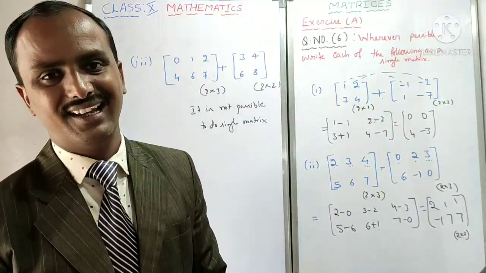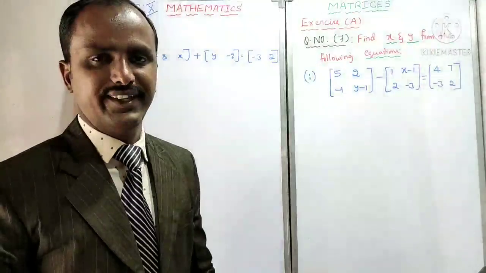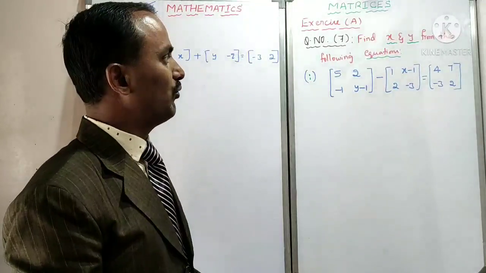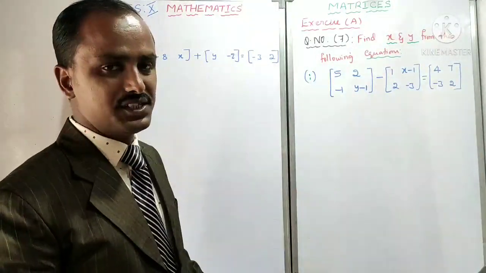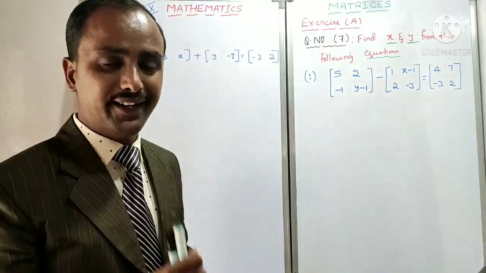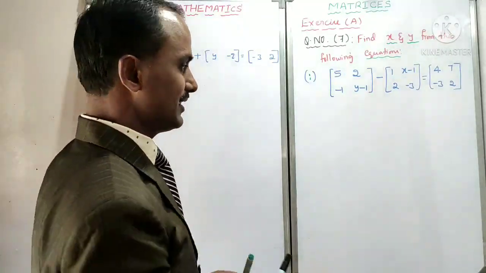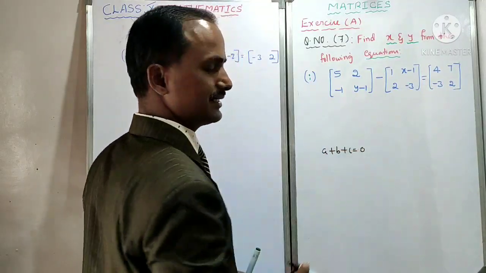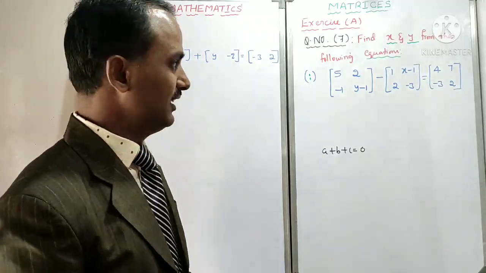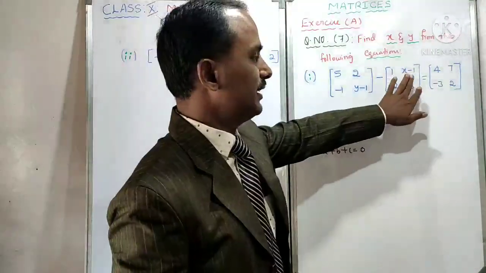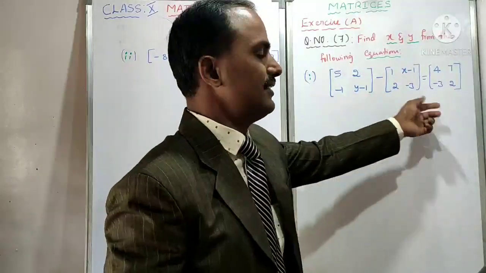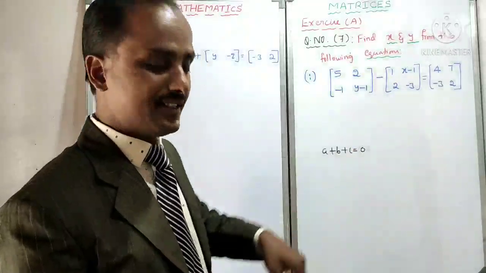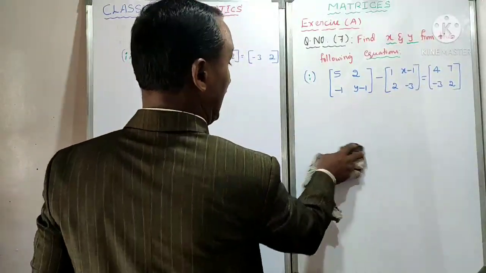Okay. I'll go to some more different problems. In exercise A, question number 7, find x and y from the following equation. In this equation, in the place of variables, matrices are there. You know that equation means algebraic equations, A plus B plus C is equal to 0, like this. Identities are there like this. These are all equations. Here also, one matrix minus another matrix is equal to another matrix. Here 3 matrices are there. In the place of variables, matrices are there. Inside the matrices, variables are there.